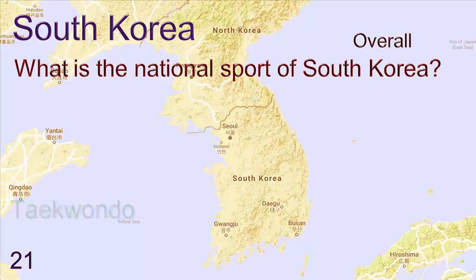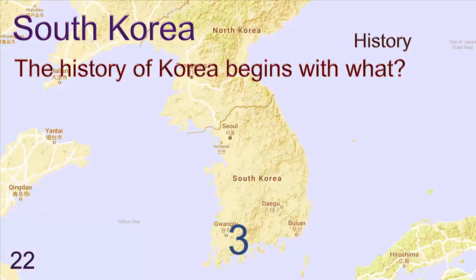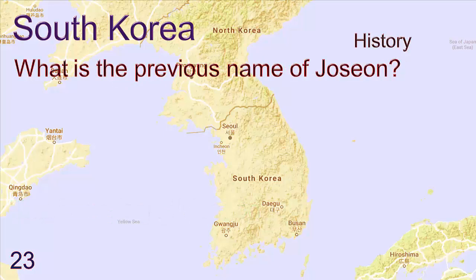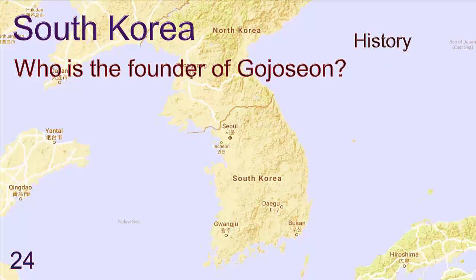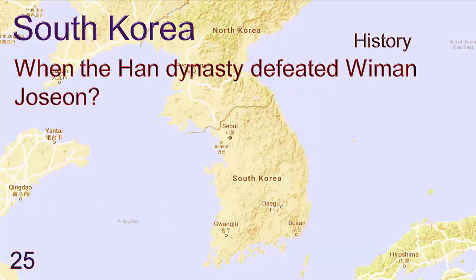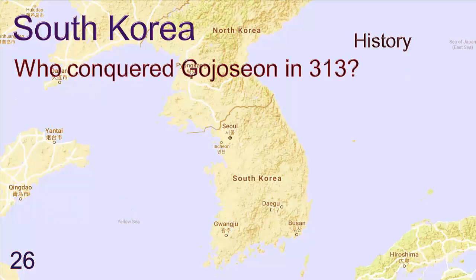Taekwondo. The history of Korea begins with what? The founding of Joseon. What is the previous name of Joseon? Gojoseon. Who is the founder of Gojoseon? Dangun Wanggeom. When did the Han Dynasty defeat Gojoseon? In 108 BC. Who conquered Gojoseon in 313?